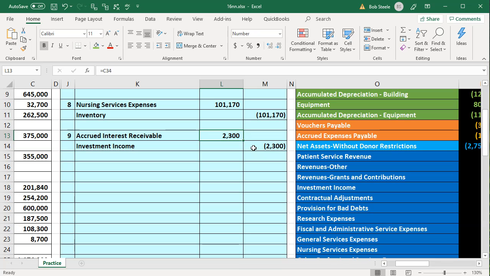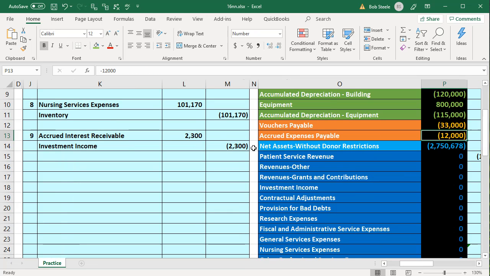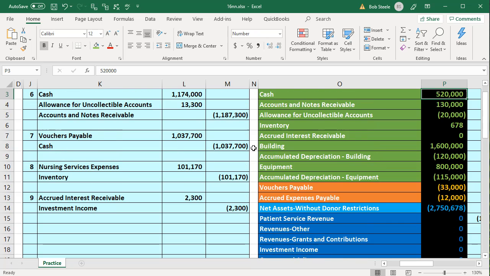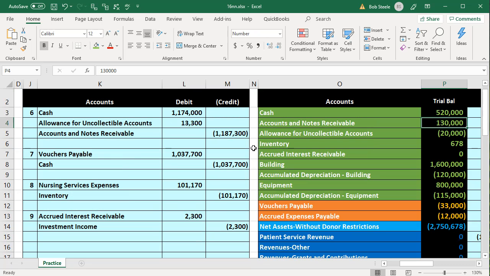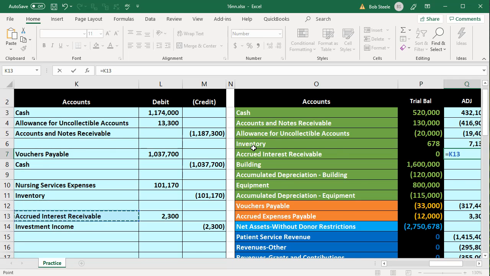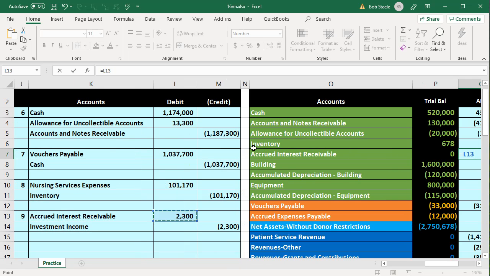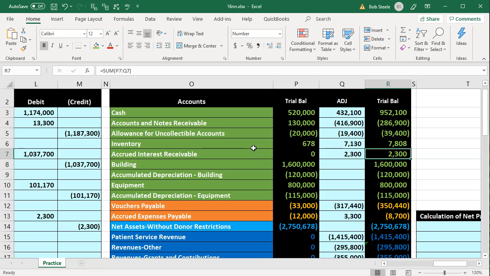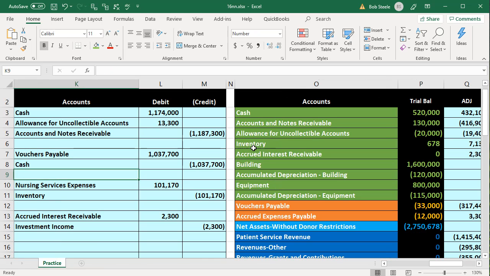This is an adjusting entry. Let's post this out. So accrued interest receivable will be up top. We are in accrued interest receivable. We are in cell Q7. Within Q7, we're going to say equals. Scroll back over, pick up the accrued interest receivable 2,300 and enter. There we have that. Then we're going to pick up the investment income.